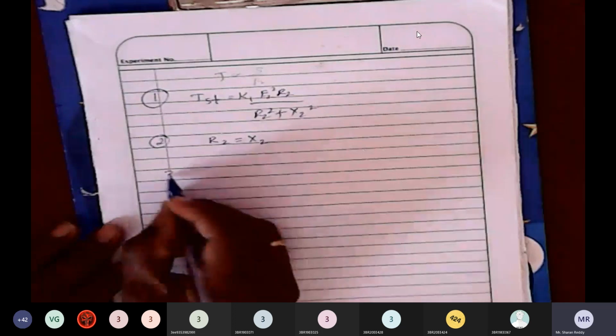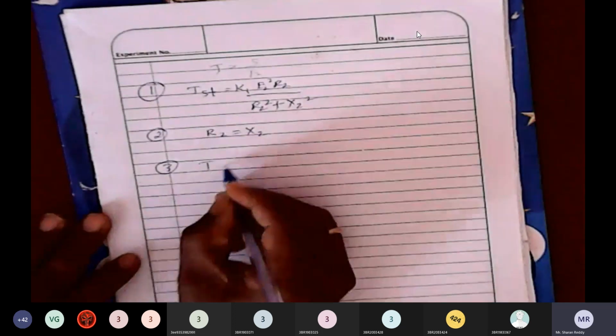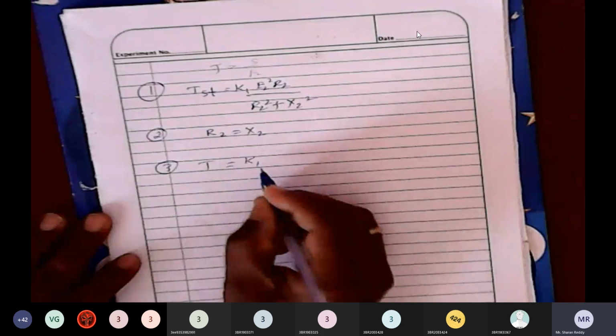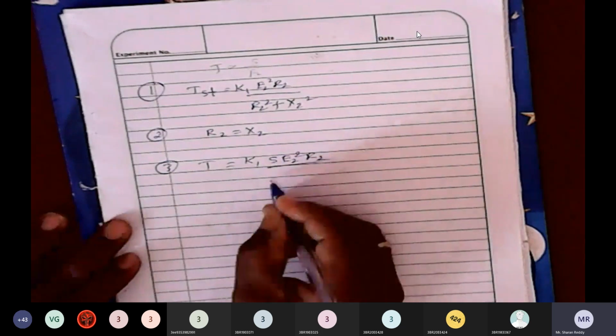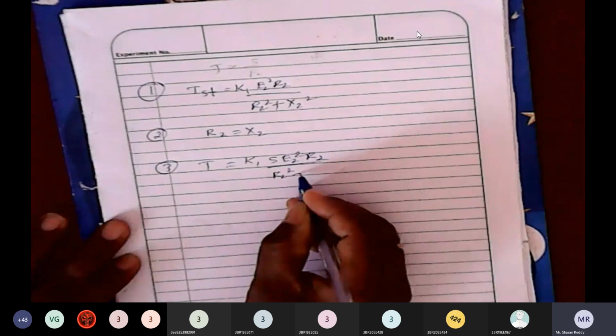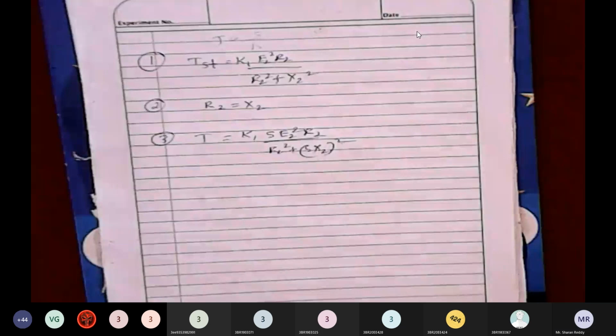Third derivation. What was the third derivation? Running torque, the expression for running torque. That is K1 S E2 square R2 divided by R2 square plus S X2 whole square. So this is the third derivation we did, isn't it?